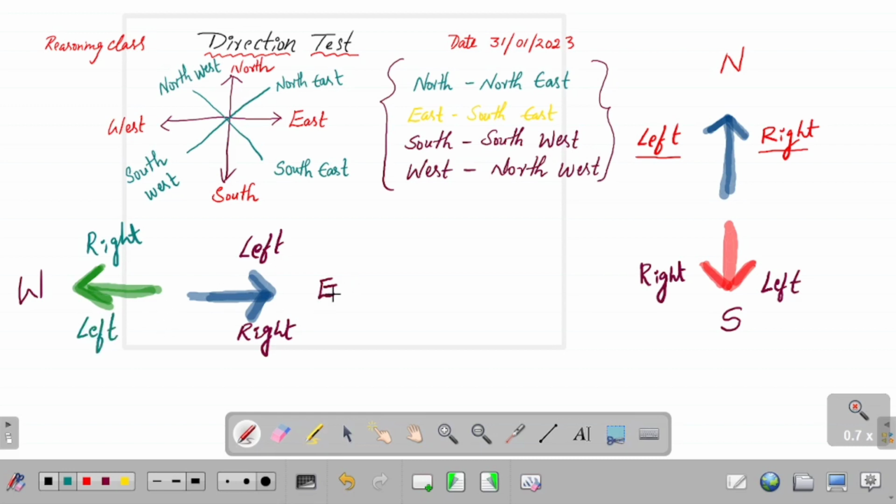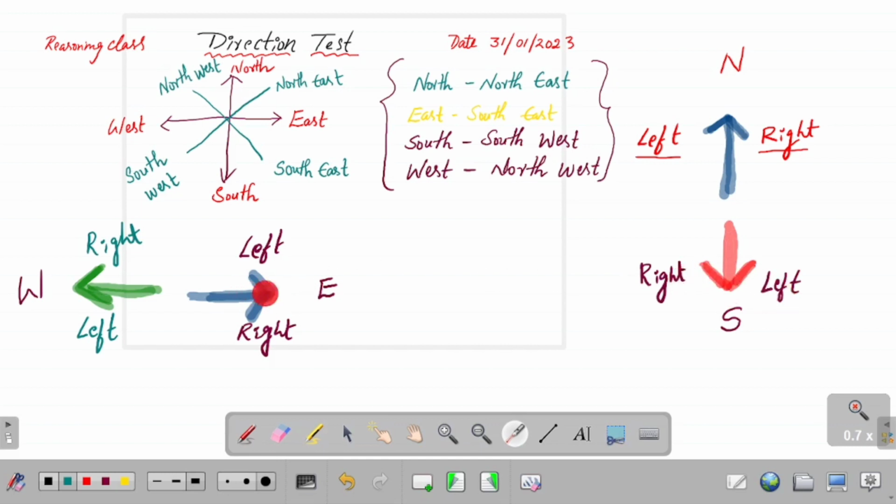So you should not confuse with these directions. Whenever you are thorough with these directions, whenever the problem is given, we will clearly do the sum. So once again I am repeating. When the direction is towards the north side, when the arrow is upwards, this is your right and this is your left. When the arrow is downwards towards the south side, it is quite opposite: right becomes left, left becomes right.